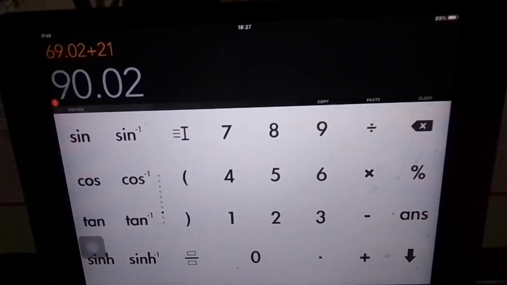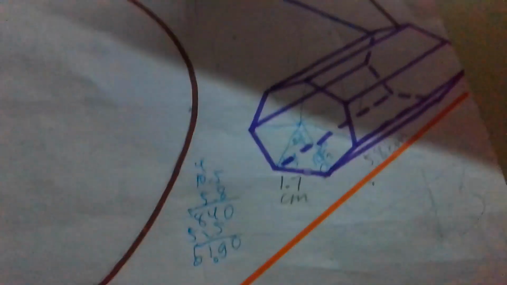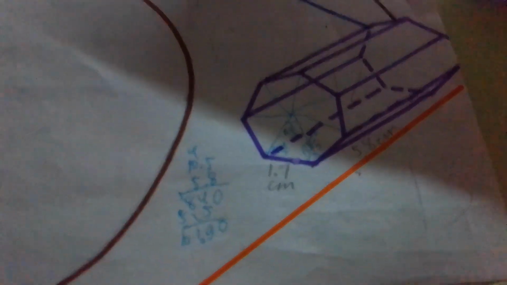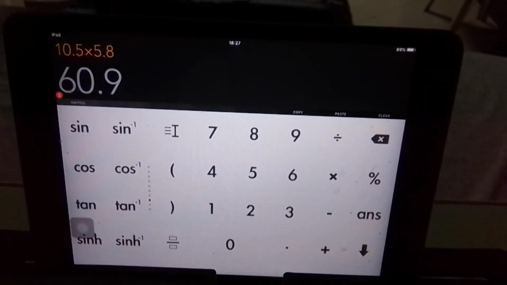Mabilis lang yan. Now, to solve for the volume. To solve for the volume, mabilis lang talaga yung formula na yan. In order to solve for the volume, all you have to do is to get the area of one base and then multiply by its third dimension. Remember, we got 10.5. So 10.5 times 5.8. Tama, 61.9 square centimeters. And that's it. Yan. Yun lang, and that's the end of the equation.